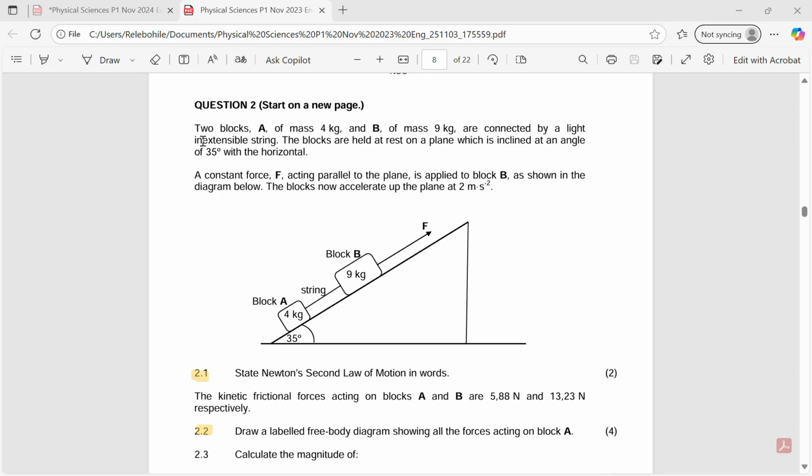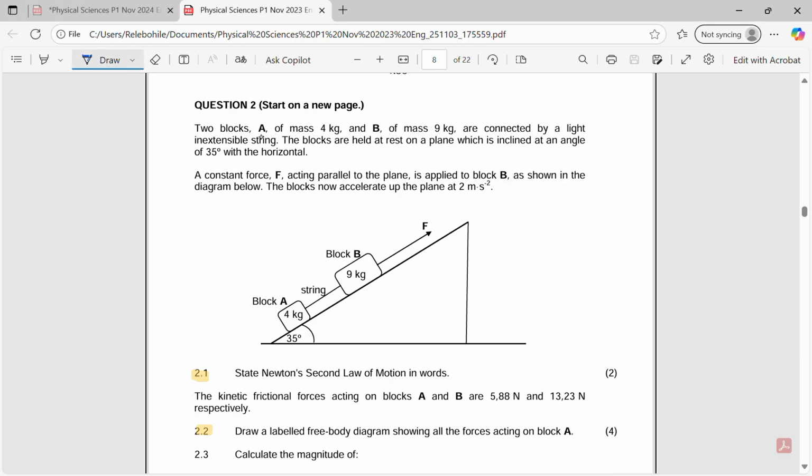So here our statement reads that we have two blocks, A of mass 4 kg and B of mass 9 kg, which are connected by a light inextensible string. The blocks are held at rest on a plane which is inclined at an angle of 35 degrees with the horizontal. Then they say a constant force F acting parallel to the plane is applied to block B as shown in the diagram below. The blocks now accelerate up the plane at an acceleration of 2 meters per second squared.